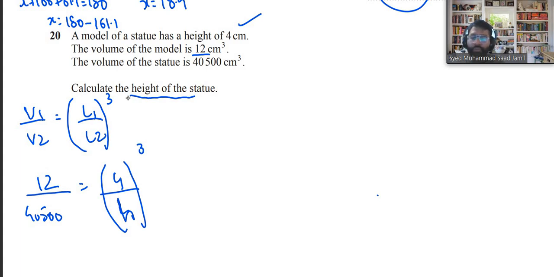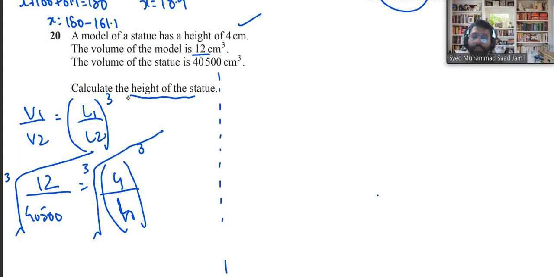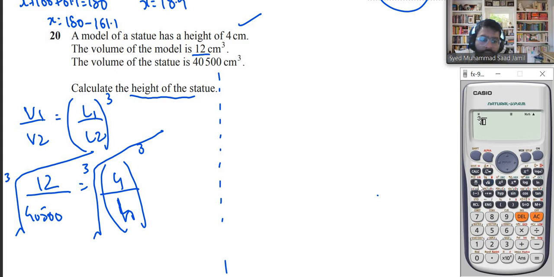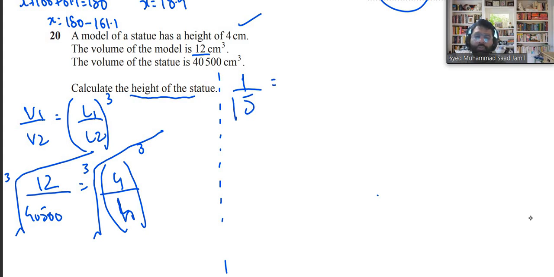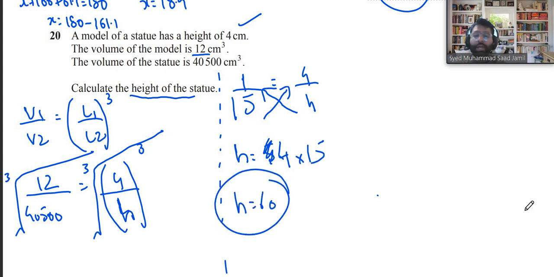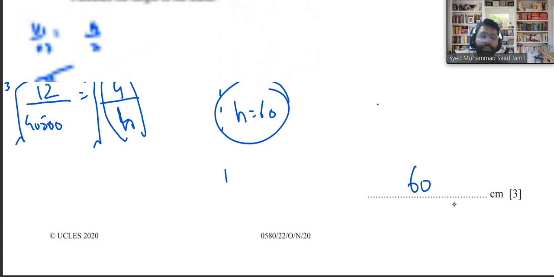Now in order to remove this whole cube, we will cube root both the sides. Cube root of both the sides is actually going to be 12 upon 40,500. It's 1 upon 15. 1 upon 15 is equals to 4 upon h. H will go there, 15 will go there. H is equals to 4 multiplied by 15. H is equals to 60. So the height of the statue is how much? 60 centimeters. So easy.